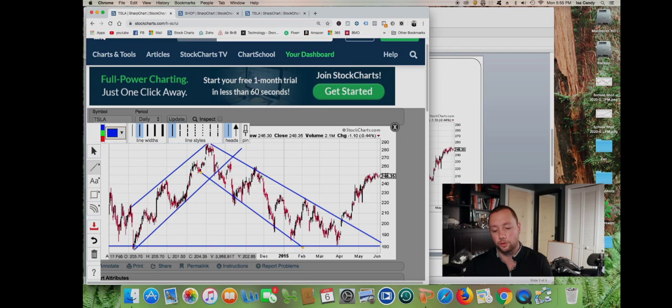So we're going through March, we're going through April, we test that 180 level, we see a little bit of a bounce back, and then we see a big movement up from 180 all the way to that 200 mark, and then consistently up to that 210 mark, all the way through, breaking through that line of resistance. And that is glorious. That is exactly what we want to see, because that indicates a change in trend.